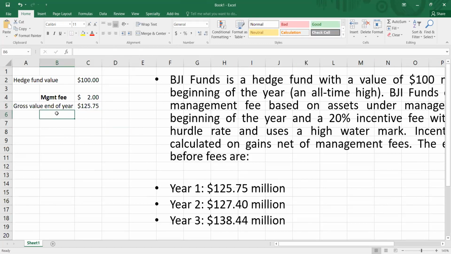Now is the turn to calculate the incentive fee. At the beginning when the hedge fund started, it was 100 million. Then at the end of the year, it becomes 125. Let me just make it like this, this is year one, okay?